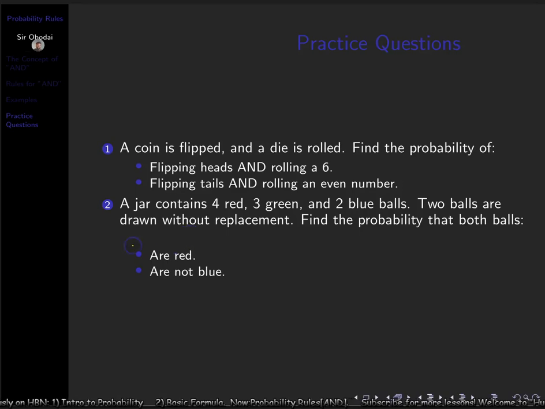The second one says a jar contains 4 red, 3 green, and 2 blue balls. 2 balls are drawn without replacement. Find the probability that both balls are red, and then secondly, that both balls are not blue.